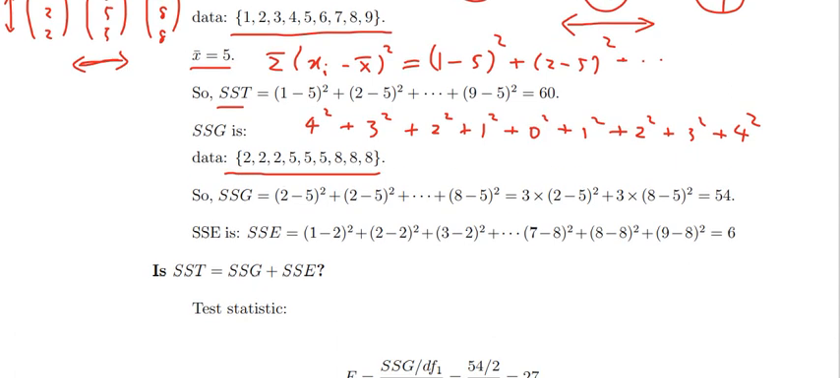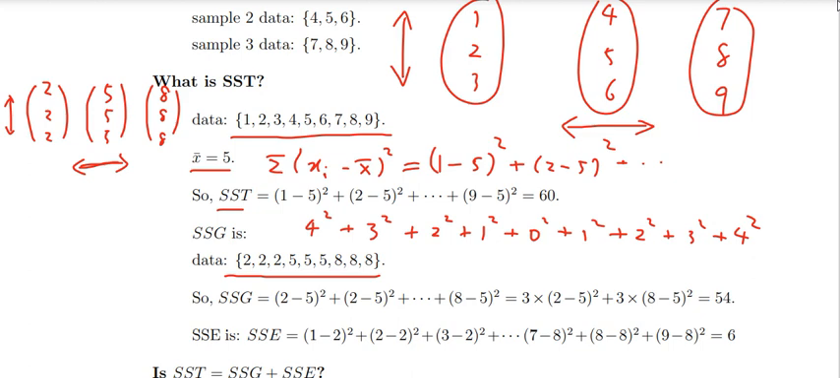So you understand what SSG means, right? For SSG, we assume that in the other direction there are no changes, so all the variance comes from this way.